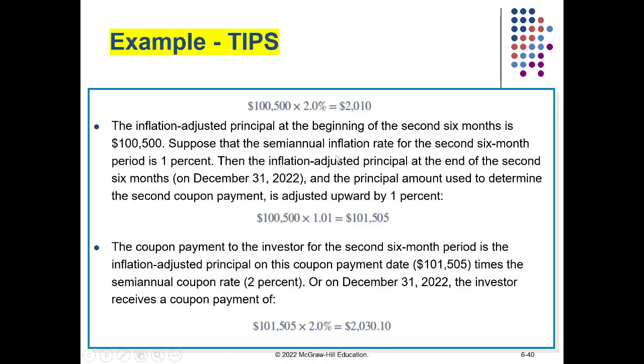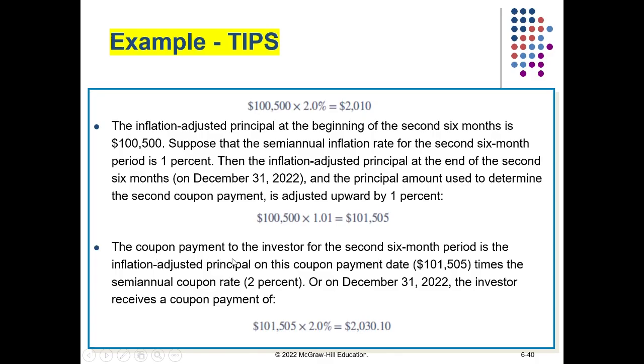Suppose that the semi-annual inflation rate of the second 6-month period is 1%, then the inflation-adjusted principal at the end of the second 6 months and the principal amount used to determine the second coupon payment is adjusted upward by 1%. So that means you use the face value in the beginning of the second month times 1.01. So 1 plus 1%, that's 1.01, right? So this is the adjusted face value for the second 6 months, in the end of the second 6 months.